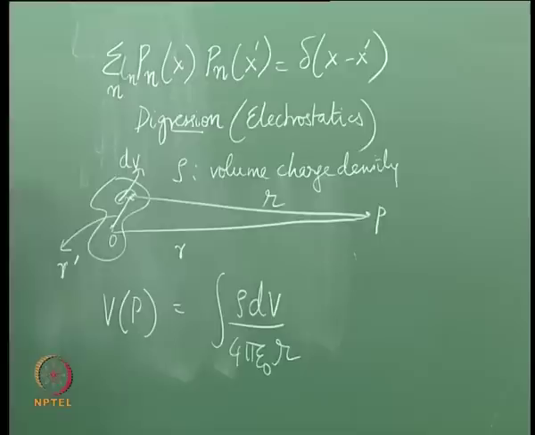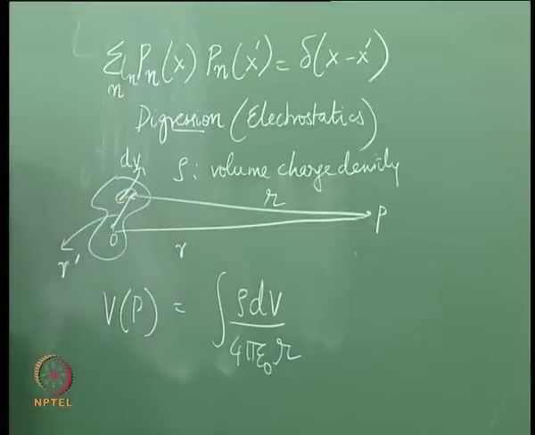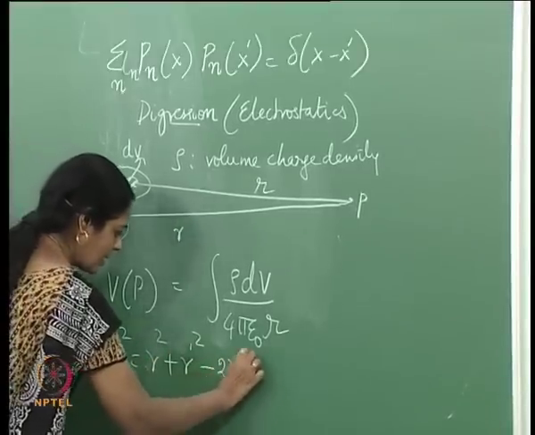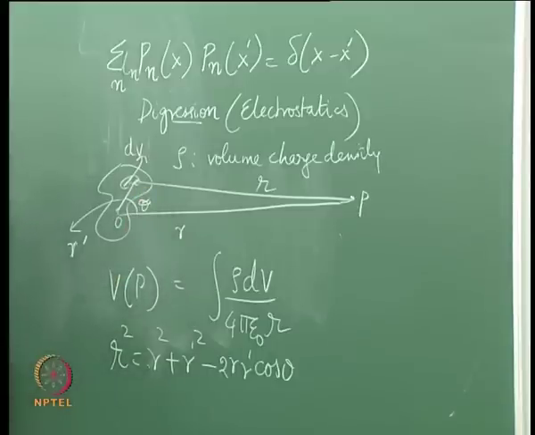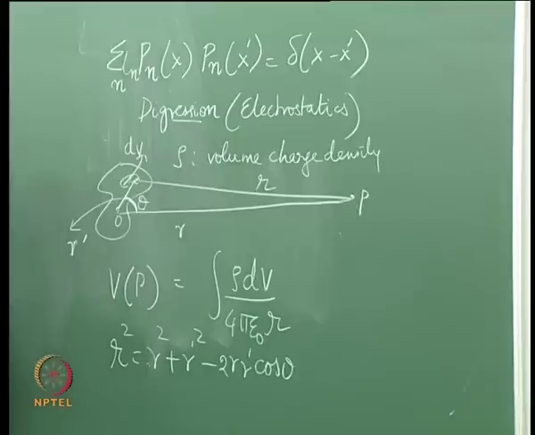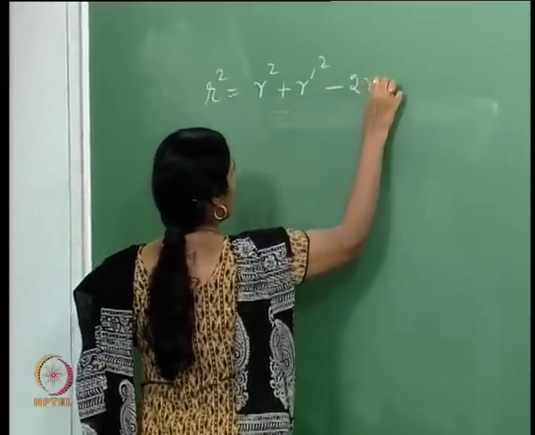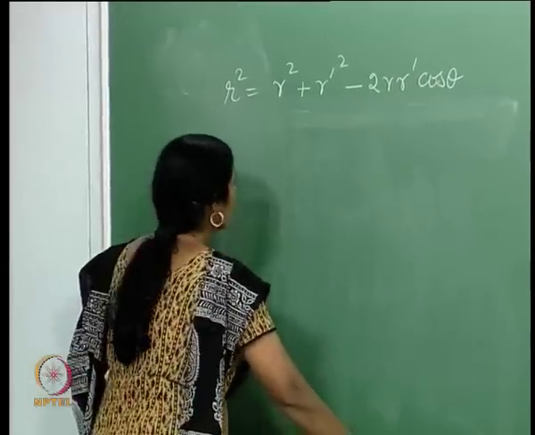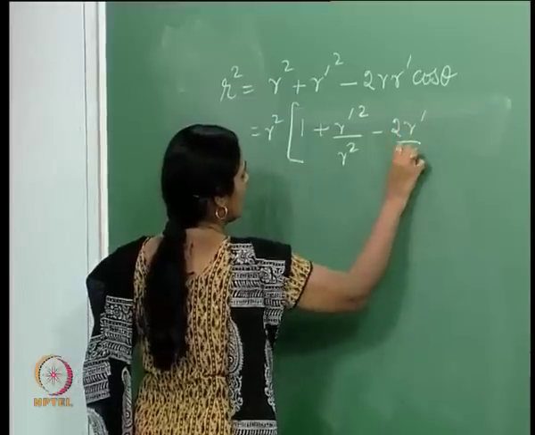Now I do a multipole expansion. In the sense I expand this 1 by r in terms of little r and r prime. Now if I did that, it is clear that r squared is little r squared plus r prime squared minus 2 r r prime cos theta, where theta is this angle, that is theta. This angle. Clearly I can simplify this better, and I do the following. So I have r squared is little r squared plus r prime squared minus 2 r r prime cos theta. Pull out an r squared and write this as 1 plus r prime squared by r squared minus 2 r prime by r cos theta.